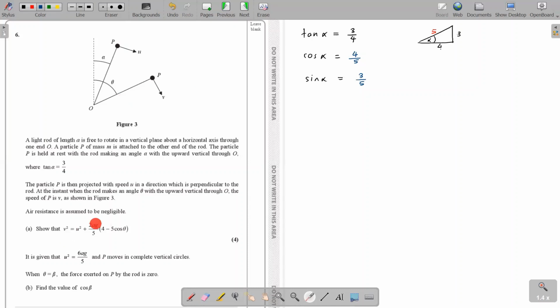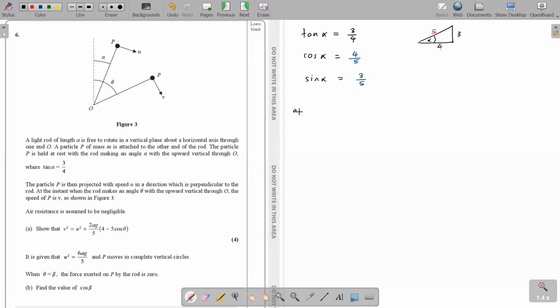Show that v square equals u square. So look at the variables in the show that: you have v, you have u, you have a, you have g, and you have cos theta. Okay, so you know what this question type is, first of all, right? This is vertical circular motion. So we did the horizontal circular motion earlier. Now it's vertical circular motion. So in this, there are two concepts we apply. What are they? Conservation of energy and F equals ma towards the center. Those are the main principles we apply for vertical circular motion.